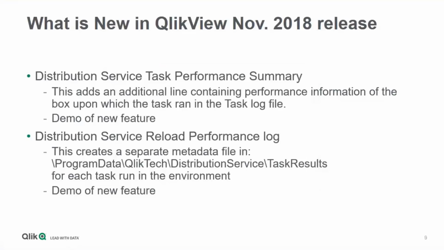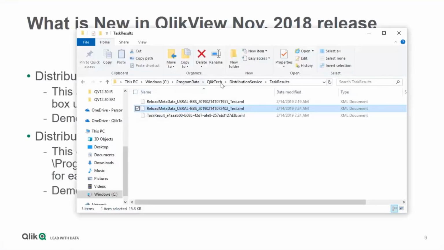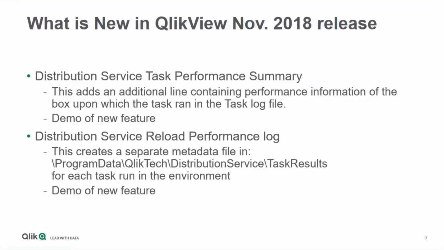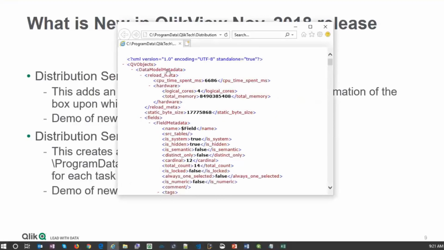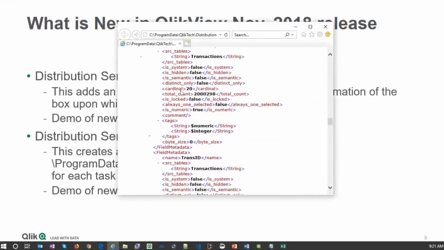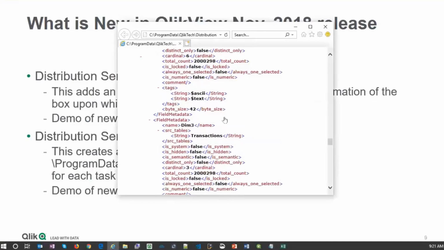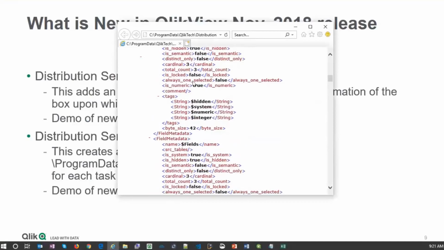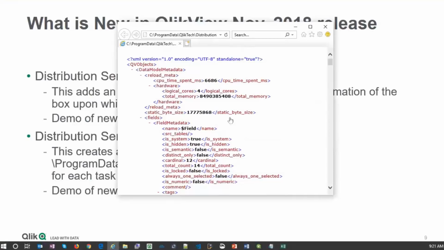Okay, and there was one other thing here, let me show you. The reload performance log is going to go into ProgramData, QlikTech, distribution service, task results. You'll see these reload metadata files. And let me show you what one of those looks like. You basically just get a ton of information related to that task that the developers may be interested in, or you. I haven't played around with this a whole lot myself, but I just wanted to show you because the documentation on this right now and where to find this isn't very good. So again, I'll try and be sure this is documented.